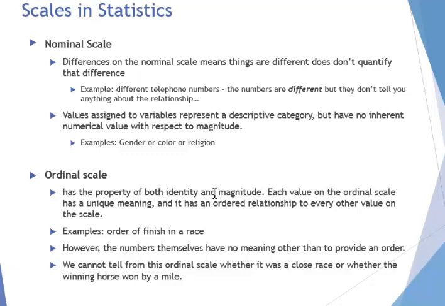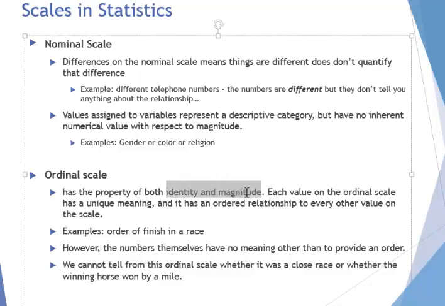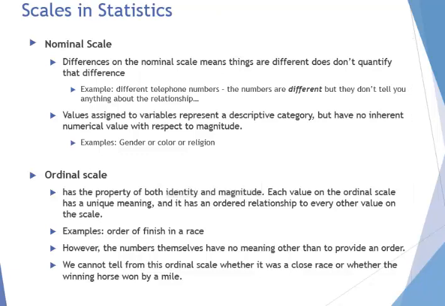The ordinal scale, in other words, the next level up in terms of statistics, has both identity and magnitude, which means that it can be listed based on size, and it has an ordered relationship, but the numbers themselves have no meaning other than to provide an order.